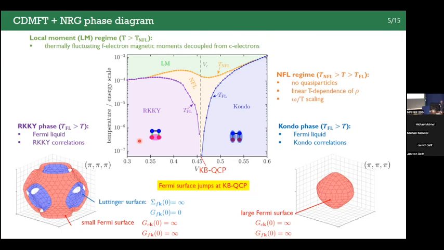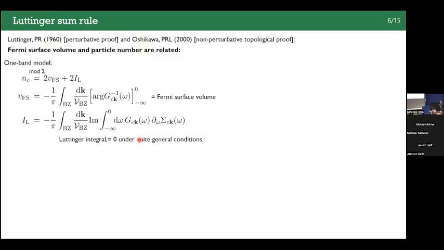So the reason one has to think about it is there's a Luttinger sum rule that relates the density to the Fermi surface. And when the Fermi surface jumps, the question is, what happens to this Luttinger sum rule? Intuitively speaking, it jumps because here you have Kondo screening, so the F and the C electrons both participate. And here you don't have Kondo screening, so only the C electrons participate in the Fermi surface. All right, so in this slide, I'm trying to clarify how it can be that the Fermi surface jumps, although the electron density evolves smoothly across the transition.